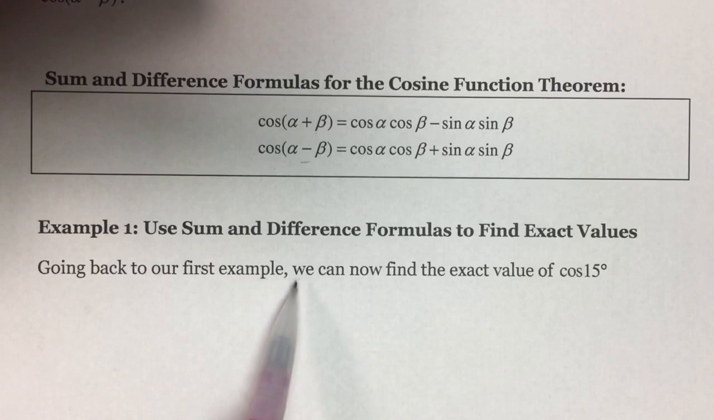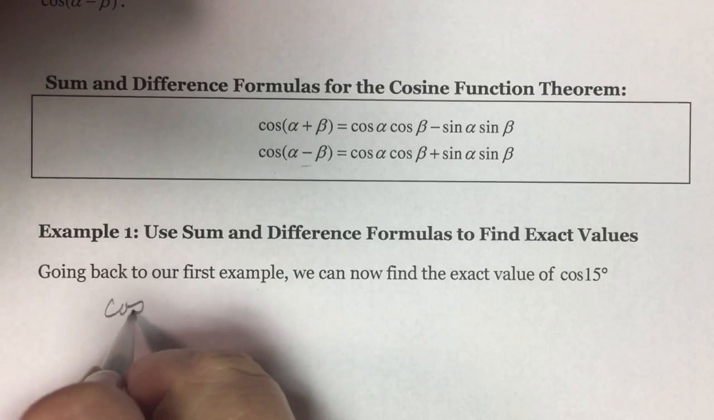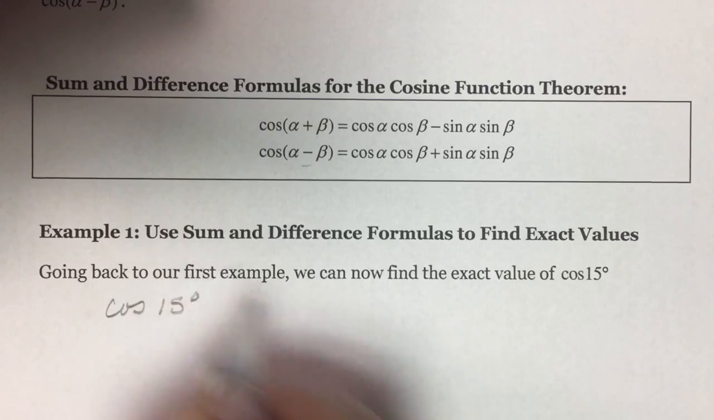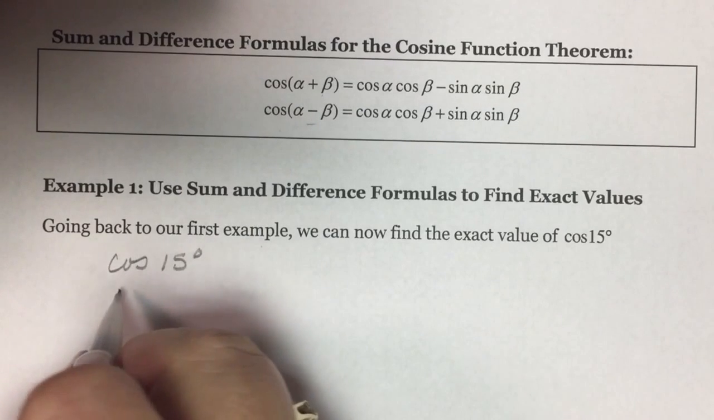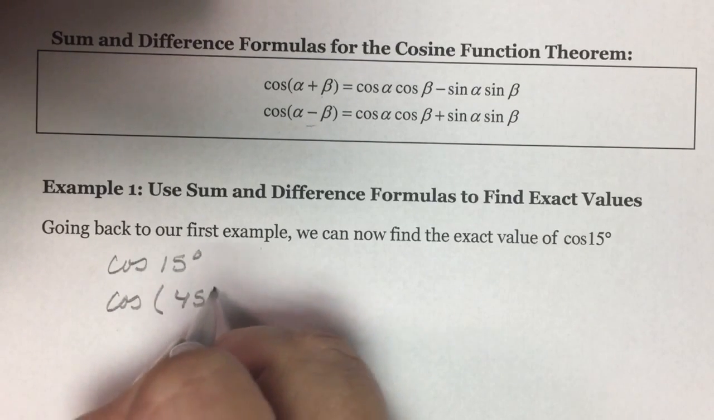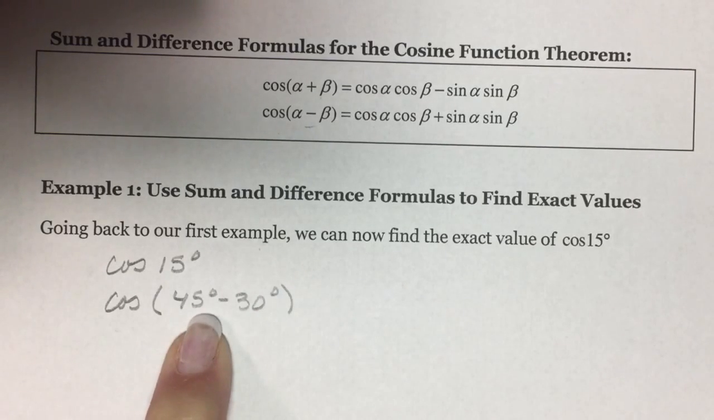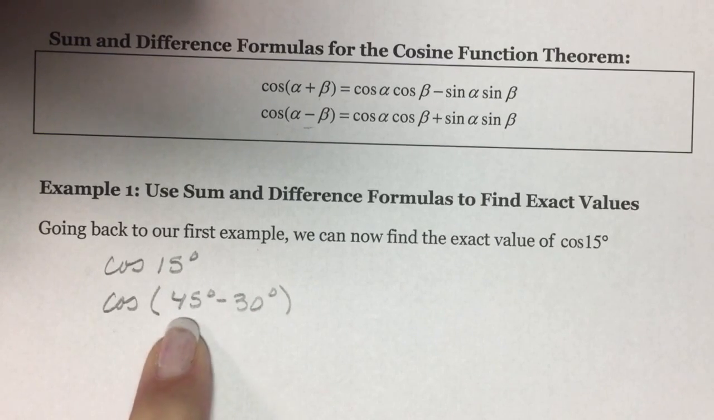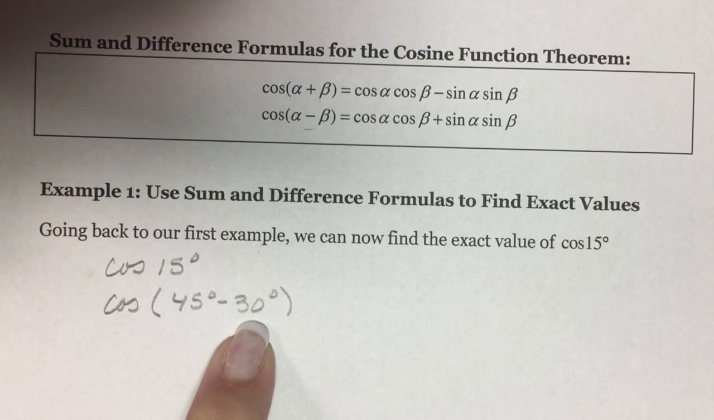We're going to go back to the first example, and we're actually going to find the cosine of 15 degrees using the sum and difference. So here's how we're going to do it. We're going to make 15 degrees into 45 degrees minus 30 degrees. And by the way, this is not the only way to do it. For example, if I did 60 minus 45, that would also give me 15 degrees. We should end up with the same answer in the end.